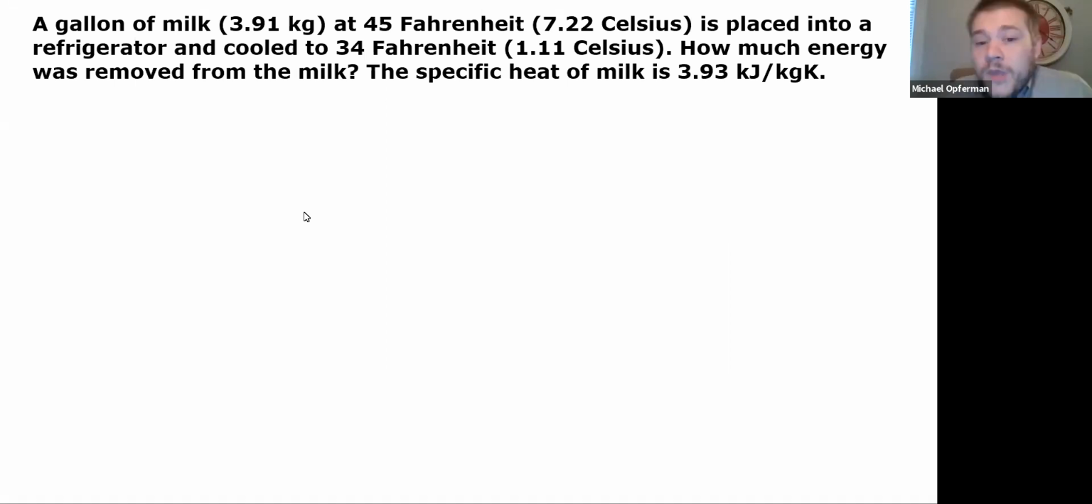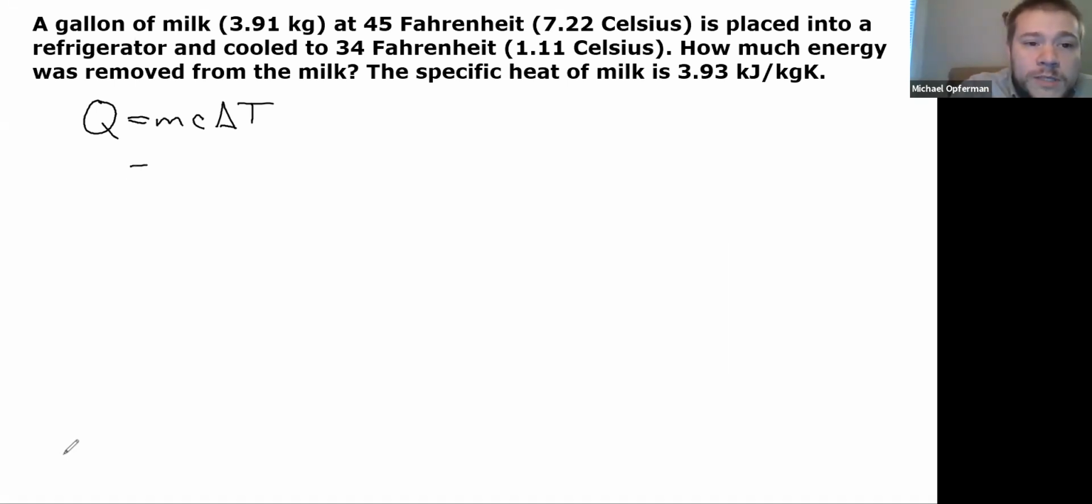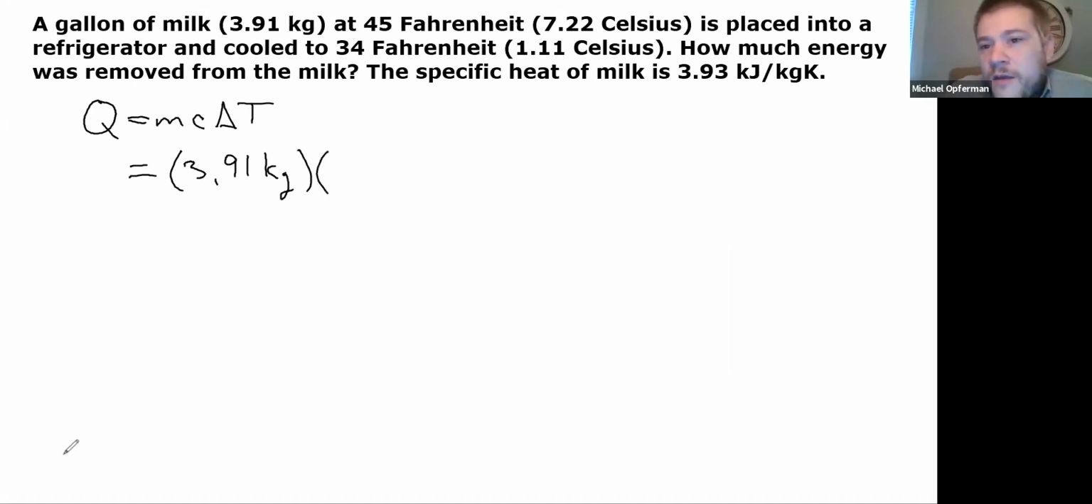Okay, so what you should think of first of all is that the amount of energy removed is going to be the heat that the milk gives off into its environment. And the heat can be calculated by this formula, MC delta T. So just plugging into that formula, M is 3.91 kilograms. C is going to be 3.93 kilojoules per kilogram Kelvin.